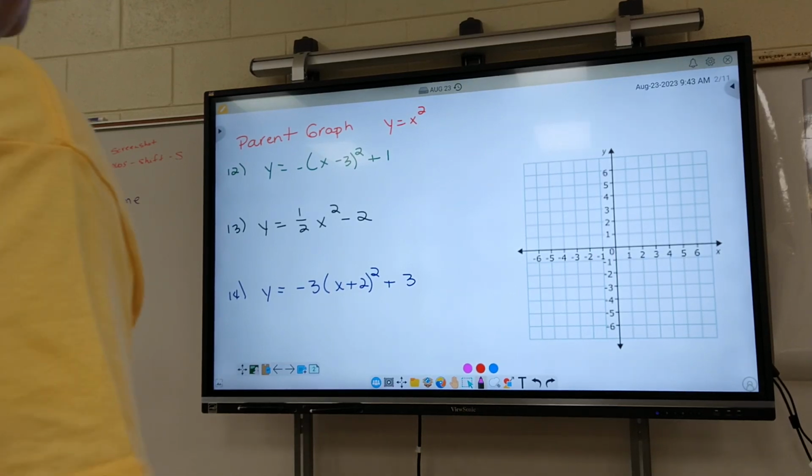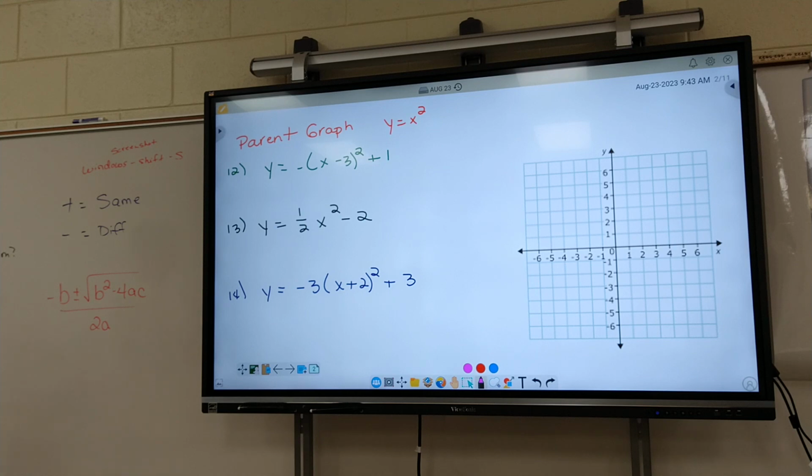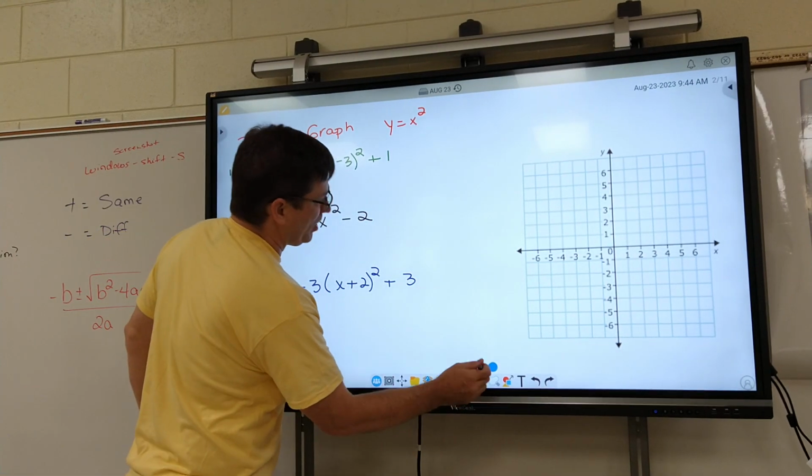You should understand this, unless you were out last week when we had the quiz on this. All of this stuff is also on your test. You're probably going to have a page that looks just like this page on your test. All right, so let's start above number 12.